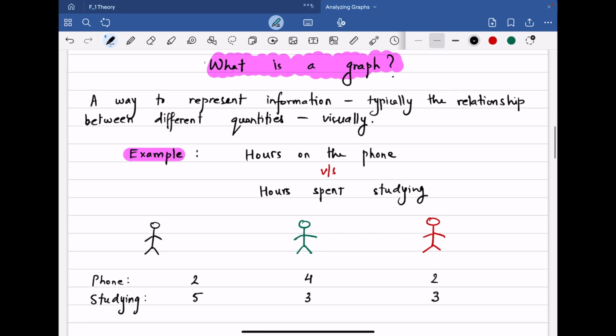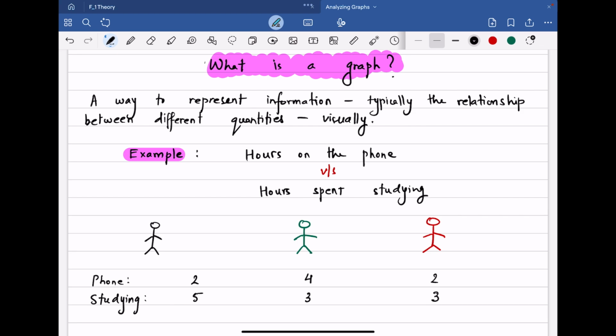A graph is a way to represent information, typically the relationship between different quantities, visually. And that's really why graphs are so useful. It's because they allow us to represent information through pictures, lines, curves, bars, many different ways, and these all correspond to different types of graphs. And when we see the information, it's much easier to understand what's going on than if the information was just presented to us, say, in number form or numerical form.